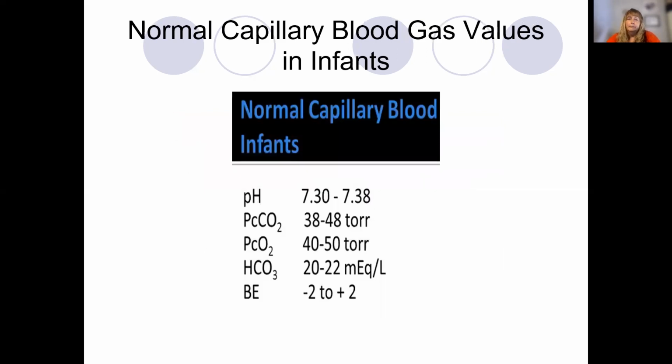Normal capillary blood gas values in infants are pH of 7.30 to 7.38, a PCO2 of 38 to 48, a PO2 of 40 to 50, which we usually ignore because it's pretty irrelevant, a bicarb of 20 to 22, and a base excess or deficit of -2 to +2.